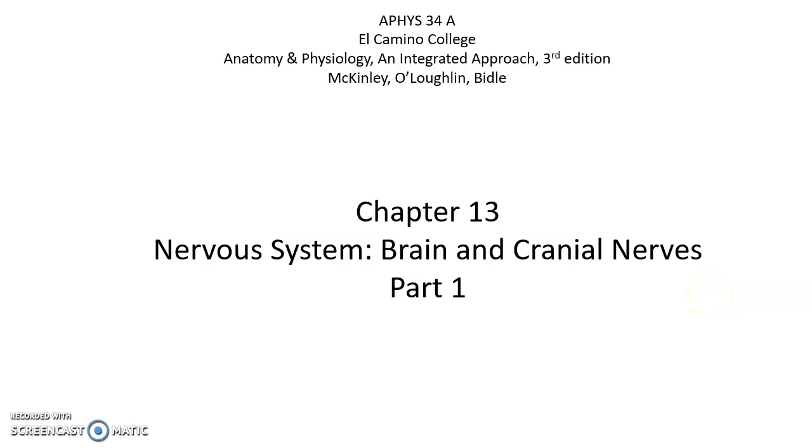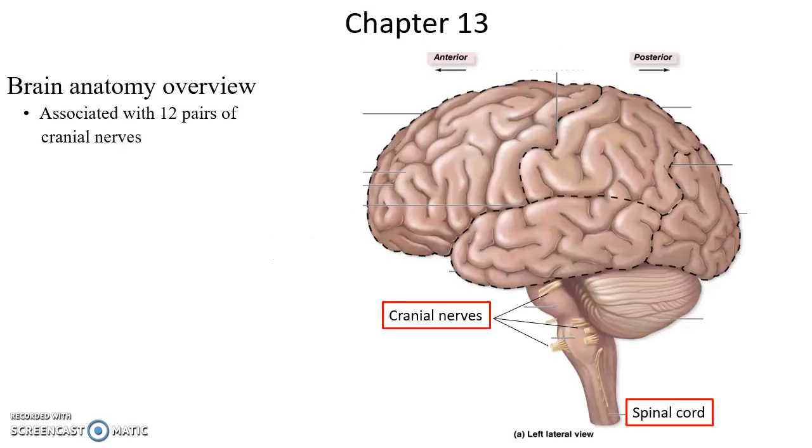Chapter 13, Nervous System, Brain, and Cranial Nerves, Part 1. So here is a cartoon image of the brain. And you can see coming off of the brain are 12 pairs of cranial nerves that we'll talk about near the end of the lecture. And of course, the brain is continuous with the spinal cord, which is inferior to it.